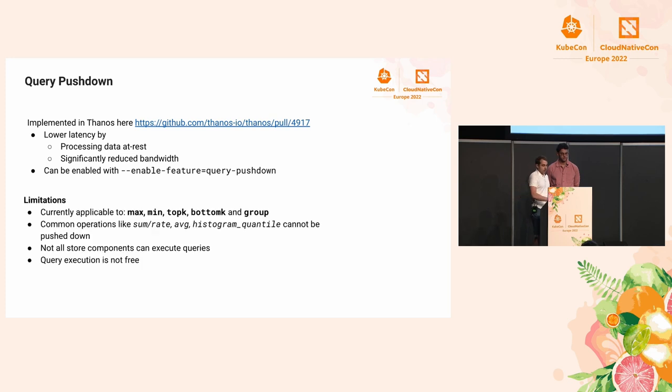The current limitations, which we hope over time are going to become less and less, are that we can only apply it to a smaller set of PromQL functions. Those are min, max, topk, bottomk, and group. We can refer to them as the idempotent functions, which we can apply over and over again at various levels in the query execution path. The flip side of that is that for the more common expressions, such as sum rates, or calculating quantiles, for example, there's no good way to defer execution to the leaves yet. So there's still more work to be done there.